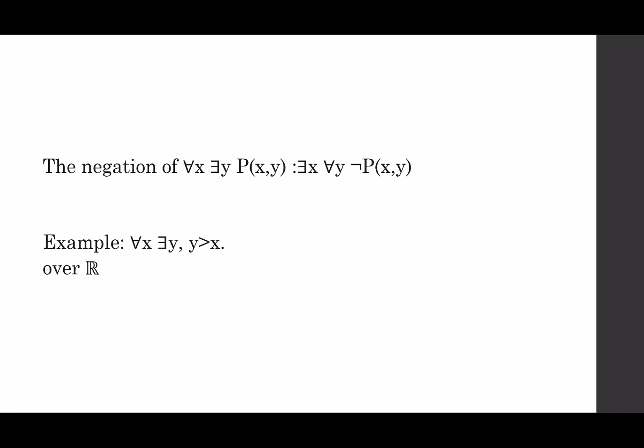Let's try for every x, there exists y, where y is greater than x over the reals. This statement is true. No matter what value of x we pick, we can always find a value of y that's greater than our value. Because our statement is true, we expect the negation to be false.